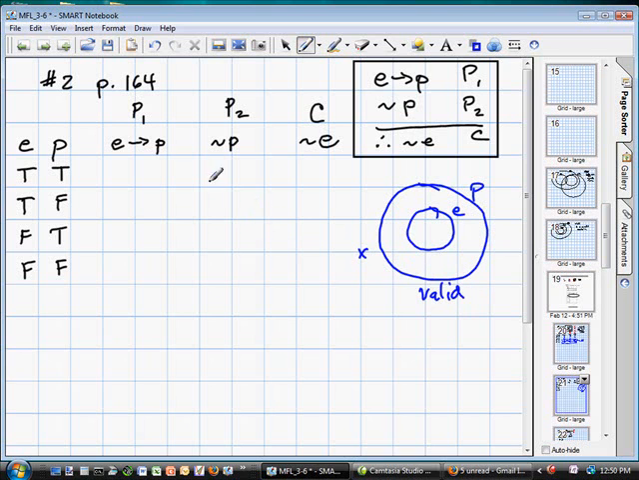Okay, now let's try a truth table. If E, then P. Same deal. The only false is when the first one is true and the second one is false. Not P. False, true, false, true. Not E. False, false, true, true.